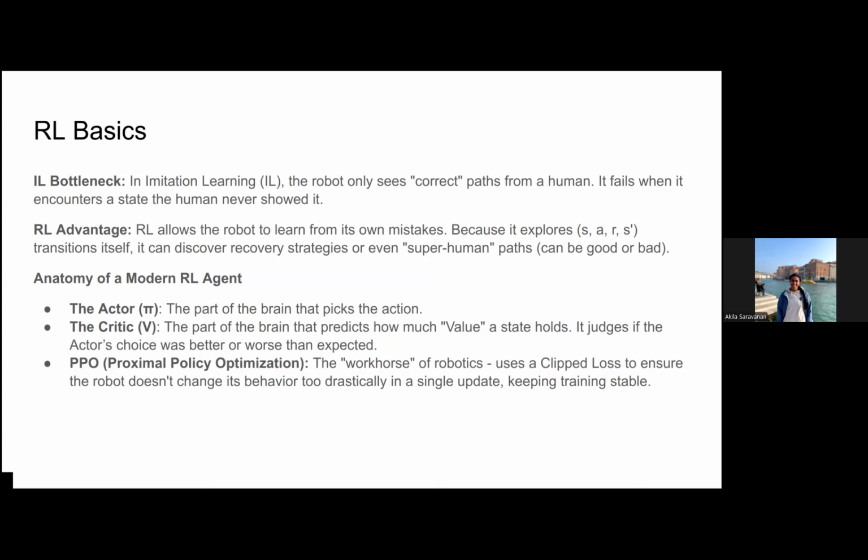Any questions on this slide, IL versus RL? I want to add one idea, from the LLM perspective: with imitation learning, when you give the correct path, that's kind of a denser signal than you get through regular RL.